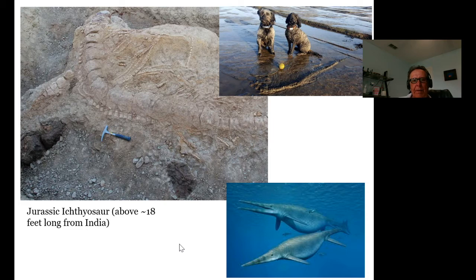Of course, within the ocean is the ichthyosaur, which was probably one of the big ones. This one here is about 18 feet long. It was discovered in India, and there was a relatively recent find.